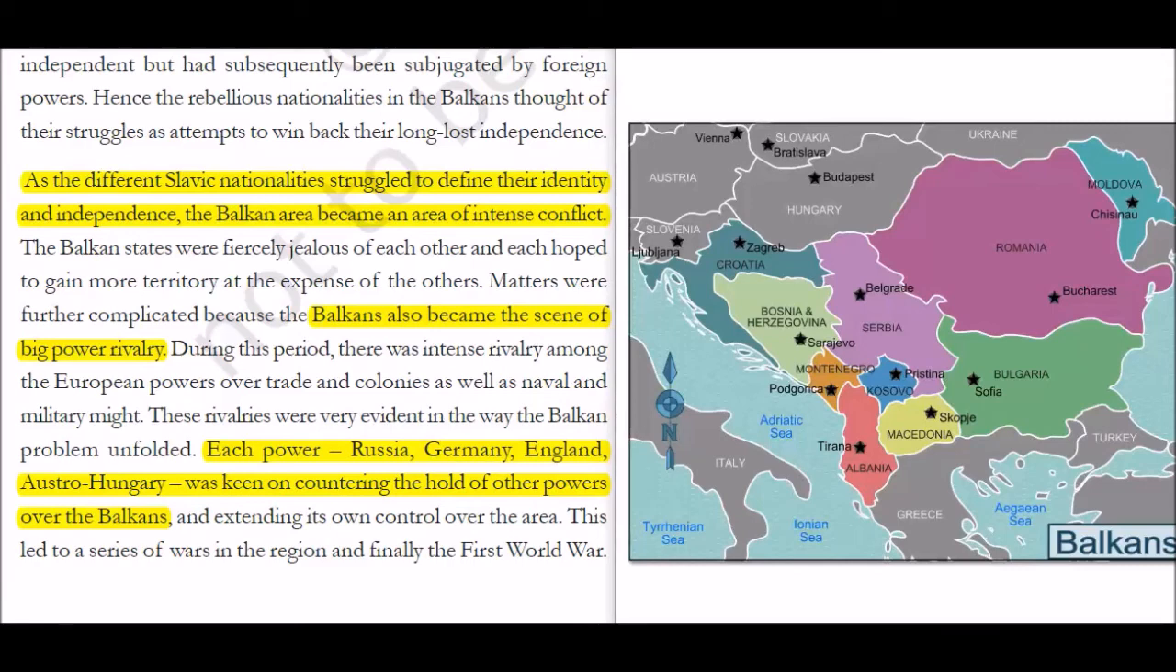Each powerful country of Europe such as Russia, Germany, England, Austro-Hungary was keen on taking control over the Balkans, and because of that reason there was a fight between these two groups of nations and it converted into the First World War, which started in 1914 and continued till 1918.